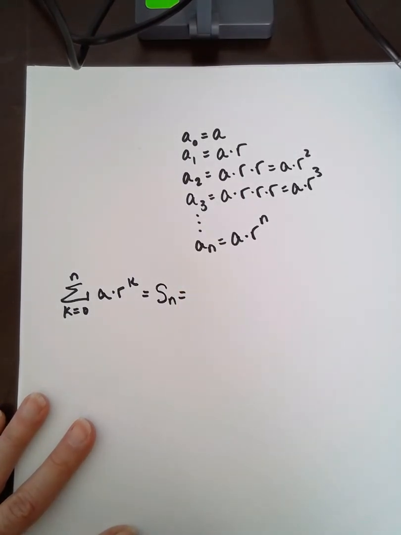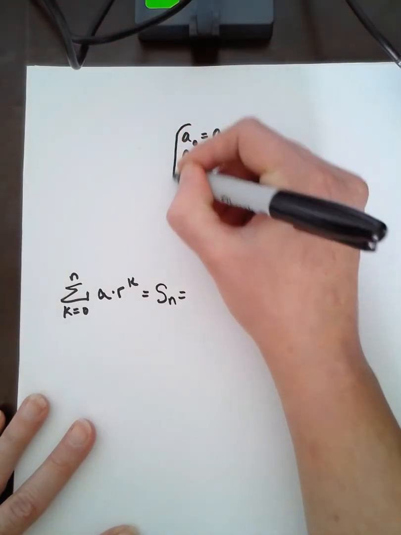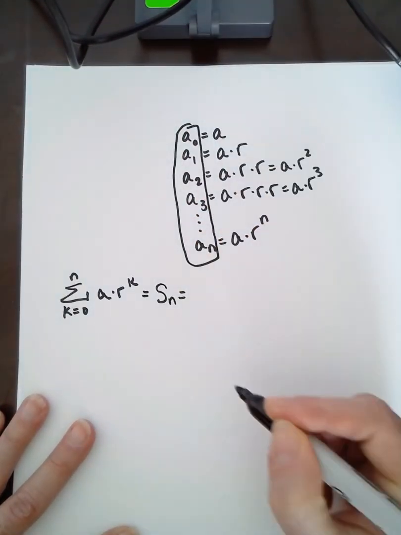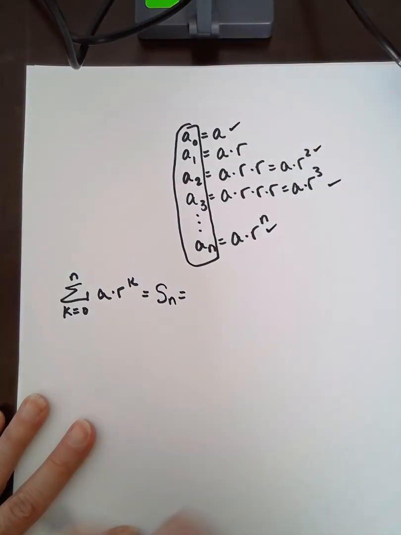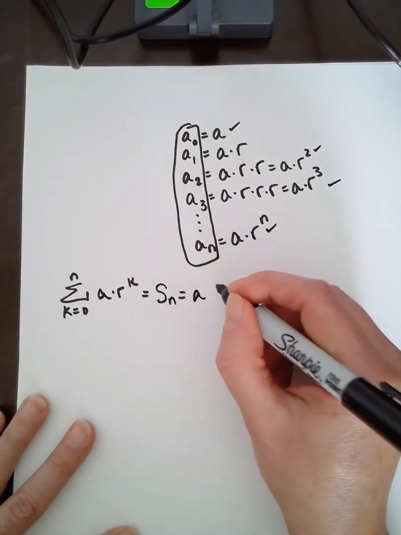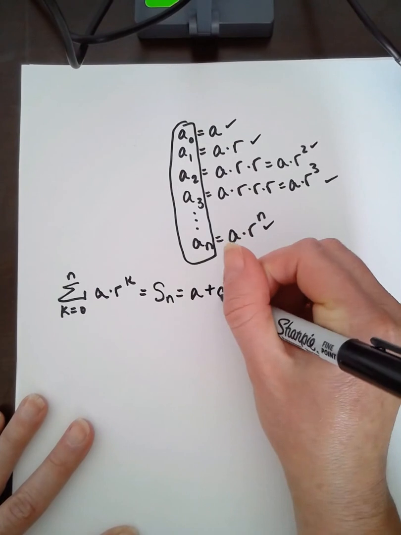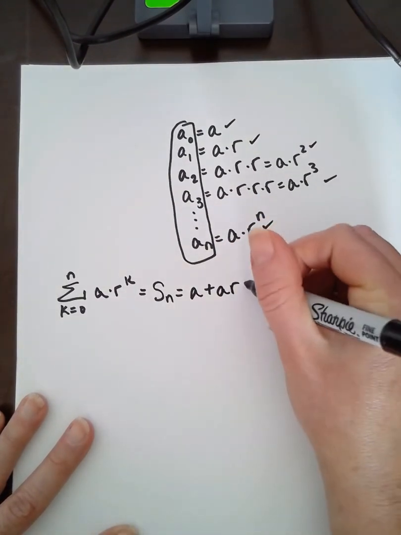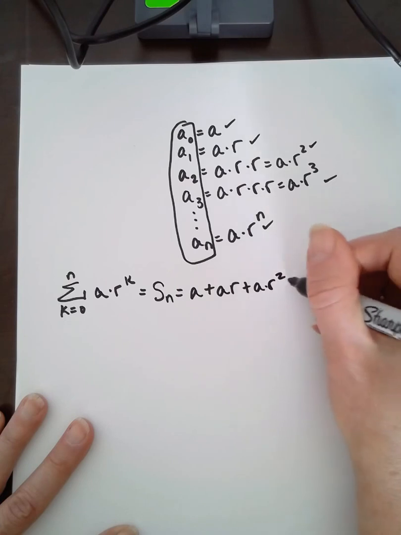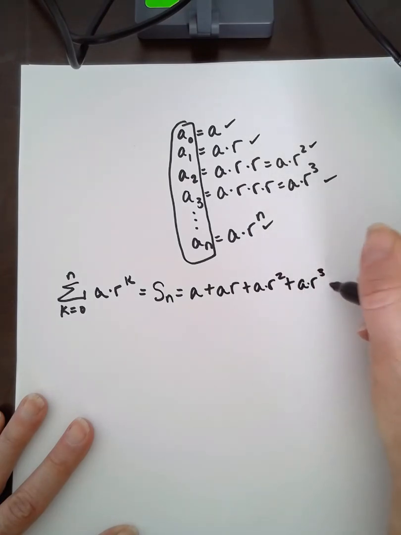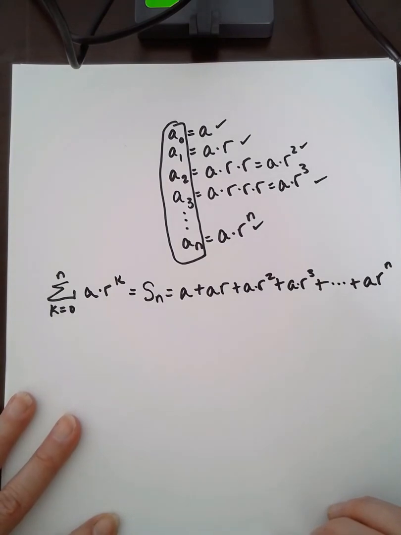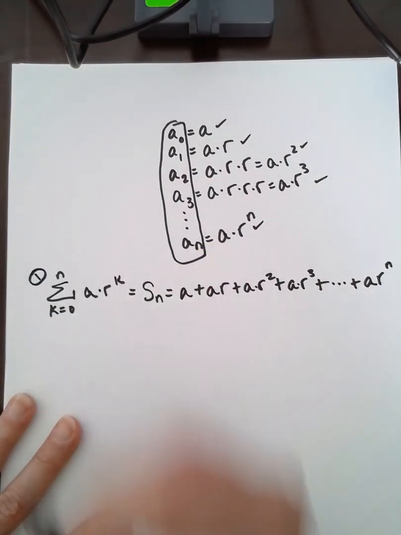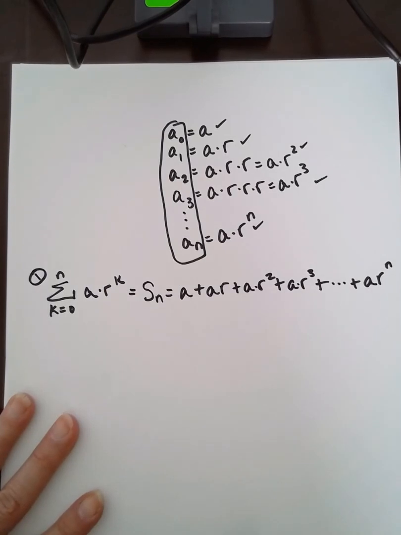So what terms are we going to add? Well, we're going to add these terms here, but we're going to write them like this: a, plus a times r, plus a times r squared, plus a times r cubed, plus dot dot dot, plus a times r to the n. And I'm going to call this equation 1, just to simplify things a little bit.